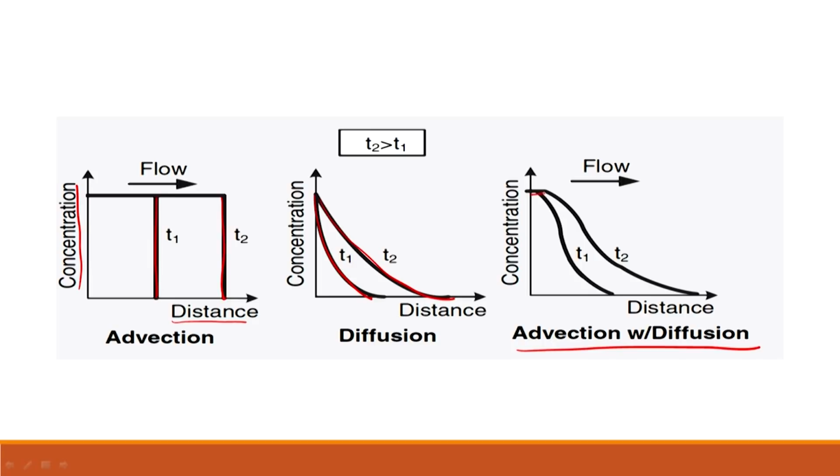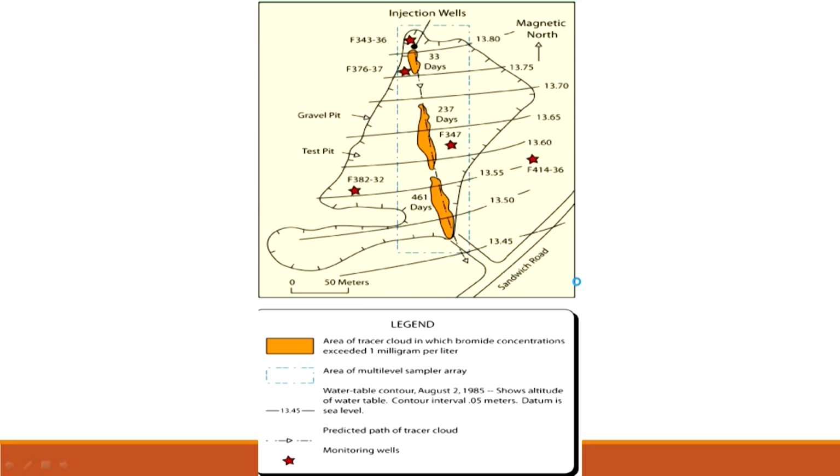Now you see the effects of advection here. Again, I think I have a better graph. Yes, this is a better graph, an actual set of data. Here I have the area of a tracer cloud in which bromide concentration is greater than 1 milligram per liter. I think the data that I have is from the US, I should have given the reference, that is my bad. Within this particular area they are studying the tracer.